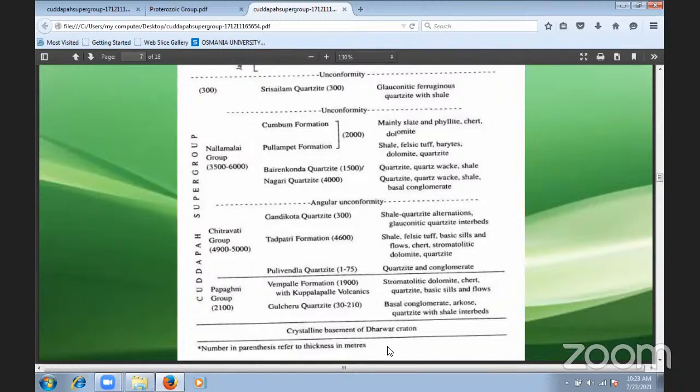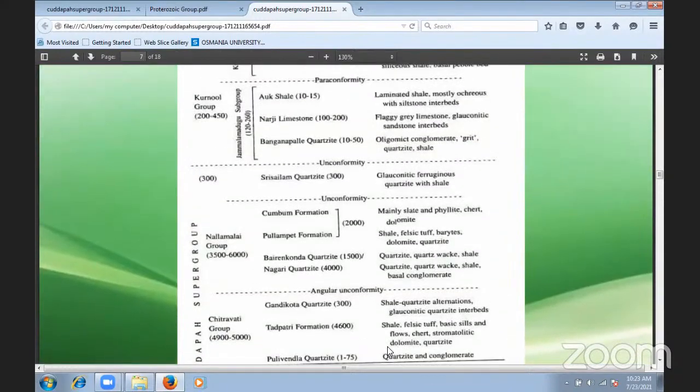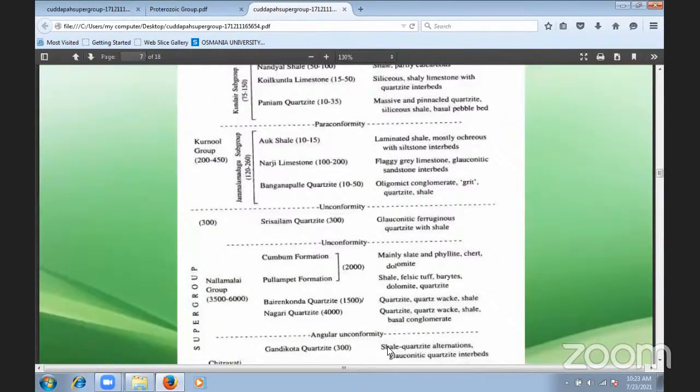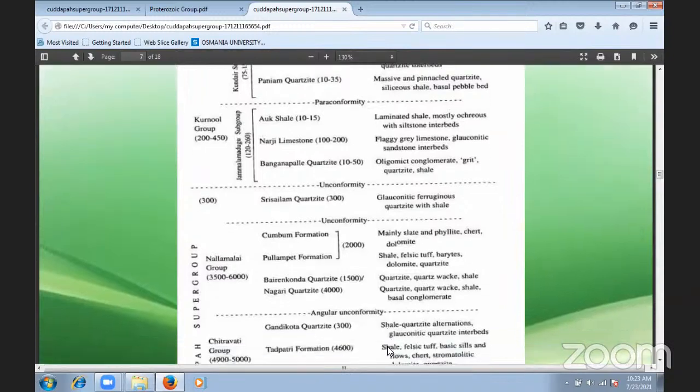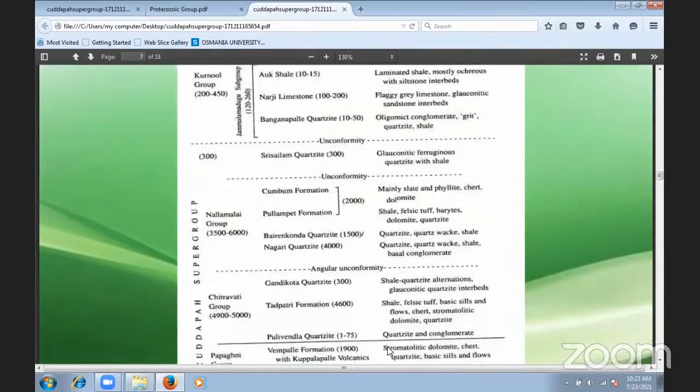And finally, when you come to this, there is another formation, the Srisailam quartzite. Between the Srisailam quartzite and the Kumbum formation, we have to identify the unconformity. The Srisailam quartzite thickness is around 300 meters. It has glauconite, ferruginous quartz with shale. And one more point I missed here: there is an angular unconformity. You can see here one angular unconformity between the Nagari quartzite and the Gandikota quartzite.